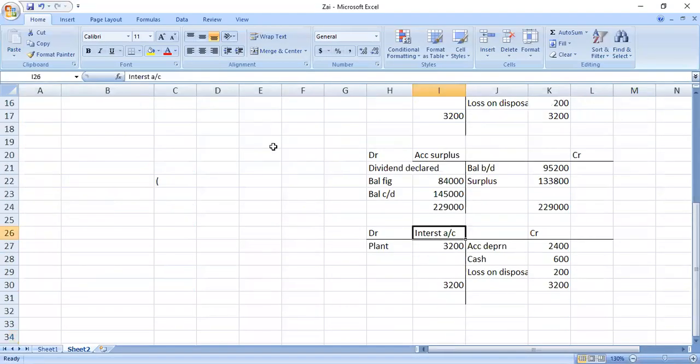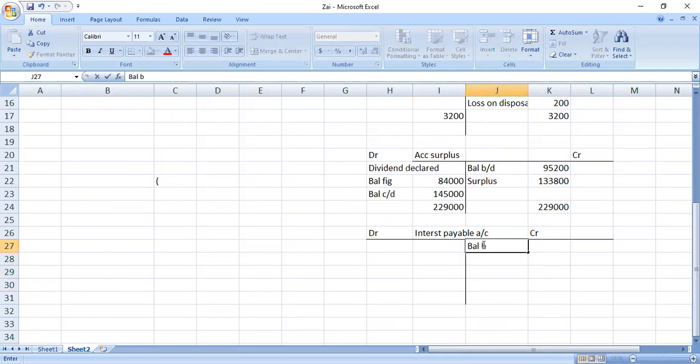Interest payable account, and then pass the opening balance and the closing balances accordingly. It is a liability, so the opening balance is on the credit side and the closing balance is on the debit side. And the amounts are: opening balance is 4,000. Closing balance is 9,200.